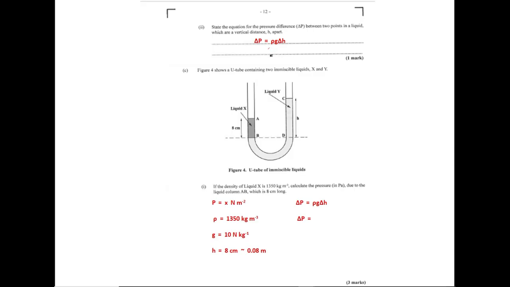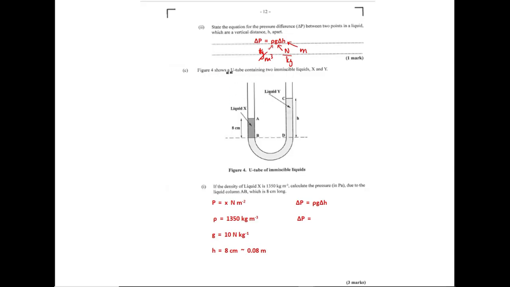Usually when you work these out, you use SI units. So with rho you would use kilograms per cubic meter. With gravity you use newtons per kilogram, because then when you're canceling, the canceling would make sense. And with height, you always want to use meters, so you use SI units with rho g h.